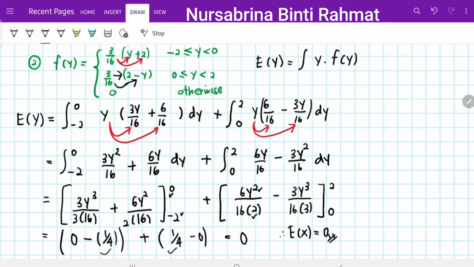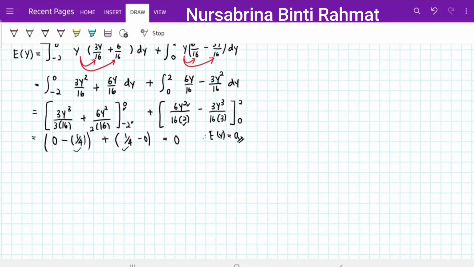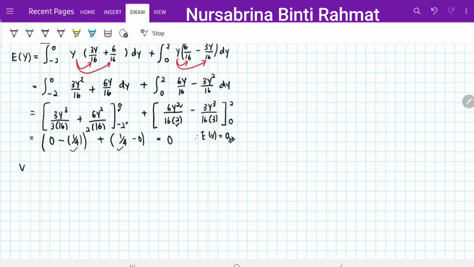Okay, so what about the variance? Sorry, it shouldn't be EX but EY. Okay, let's look for the variance for this one. To get the variance, if you write out the formula, it equals E(Y squared) minus (E(Y)) squared. So that means we need to find out first what E(Y squared) is for this one.